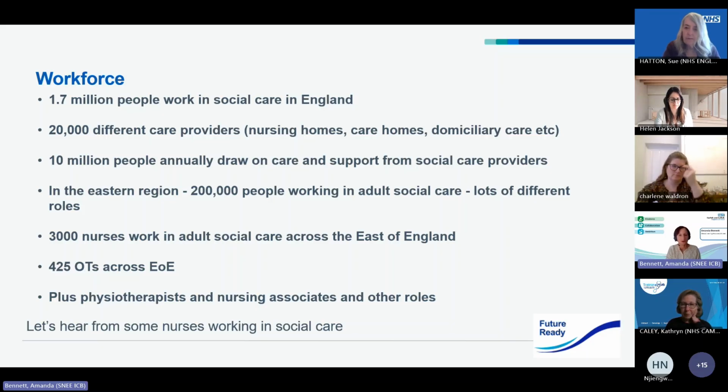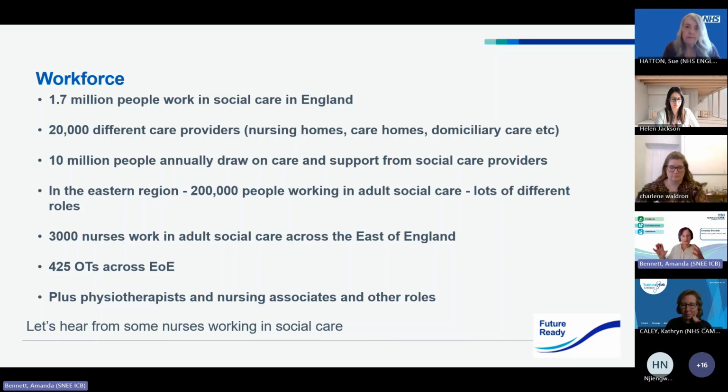And in terms of who provides this social care, there's lots of different providers, 20,000 different social care providers. And that could be those nursing homes we talked about, care homes, domiciliary care agencies. So lots of different places and employers that are potentially out there for you. 10 million people annually draw on care and support from social care providers. And we'll talk more about the population need for social care in a moment.